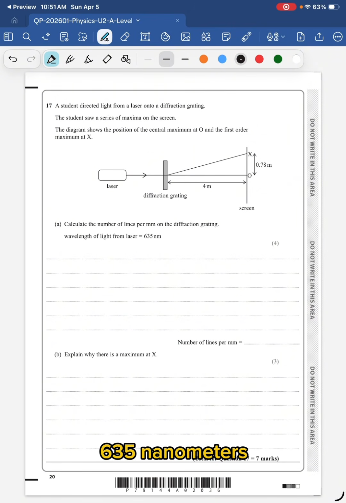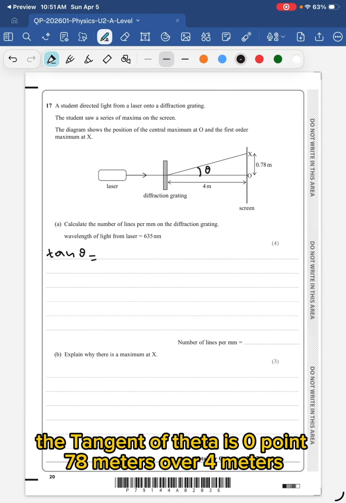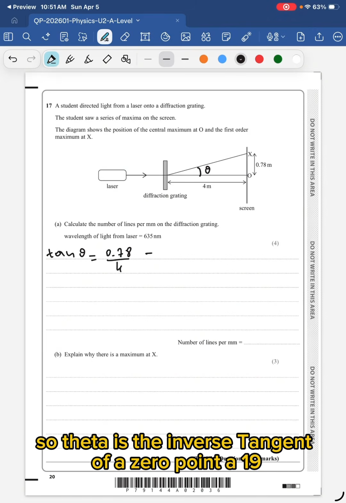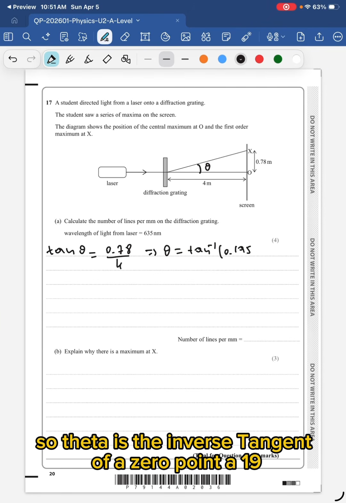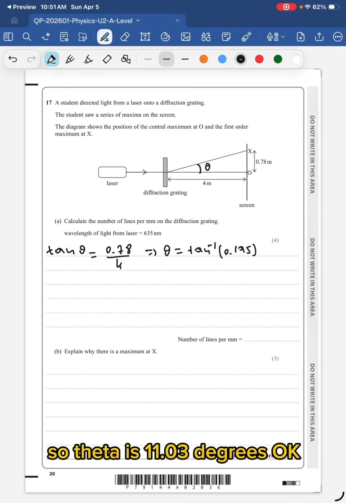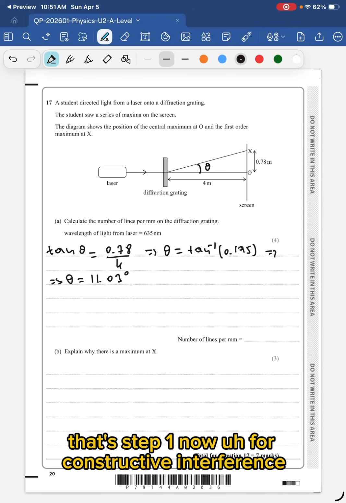635 nanometers. Okay, from the geometry, so this is the angle theta, okay? The tangent of theta is 0.78 meters over 4 meters, right? So theta is the inverse tangent of 0.19. So theta is 11.03 degrees. Okay, that's step one.